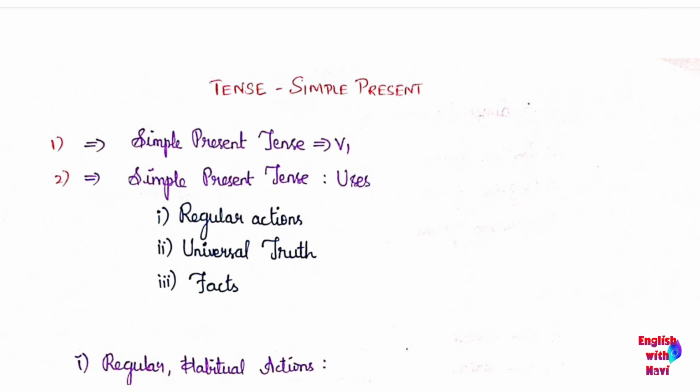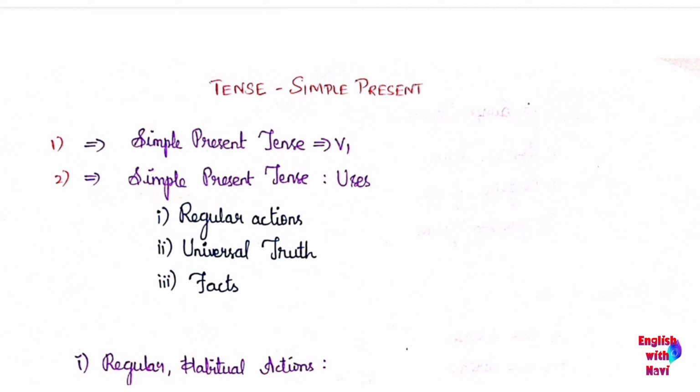But before we begin, let's remember the formula. Have a look at the first point. So, what is the formula of simple present tense? The basic one. The sentence structure of simple present tense would be V1. That's the important point that you should keep in mind. And the next important thing to keep in mind is that simple present tense can be used to talk about regular habitual actions. That's the first important thing, and it is used to talk about universal truth. And the next important thing is it is used to talk about facts.